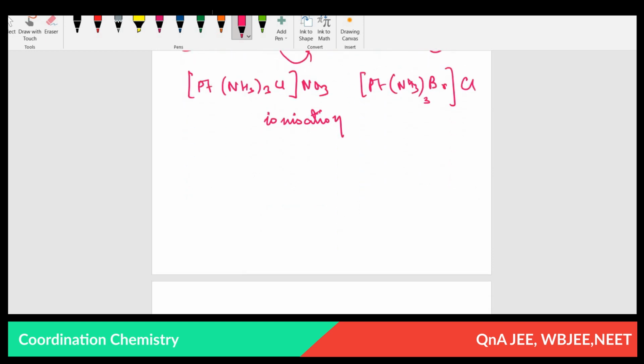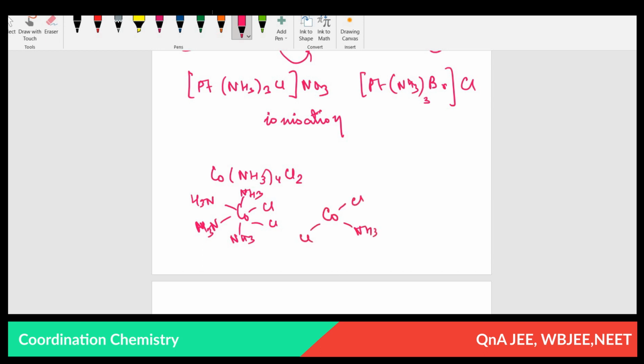Why? Because the first compound can show cis-trans isomerism, no doubt about it. How? One would be CO and Cl on the same side and NH3 on the same side. And what is the another way? The another way is CO and Cl on the opposite side, right? This is another option. Correct? So this is cis-trans.